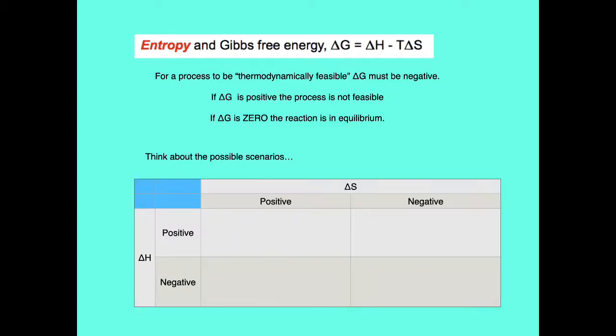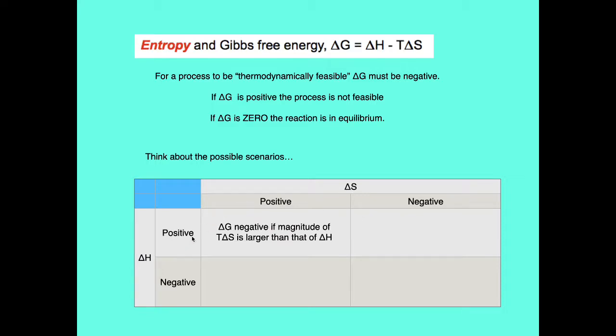Now let's look at the possible scenarios here. This is the new equation that we're going to start working with. Delta H is the enthalpy change for the reaction, and that can be positive or negative. Delta S here is delta S of the system. We've talked about that before. That's exactly the same. So delta S of the system can be positive or negative depending on how the level of disorder changes in the process. So let's have a look.